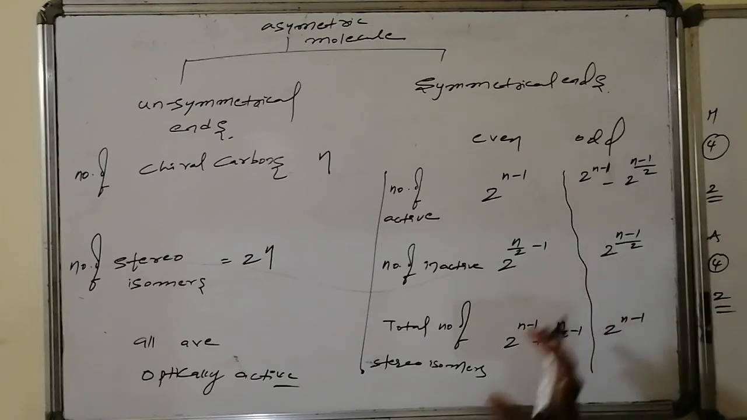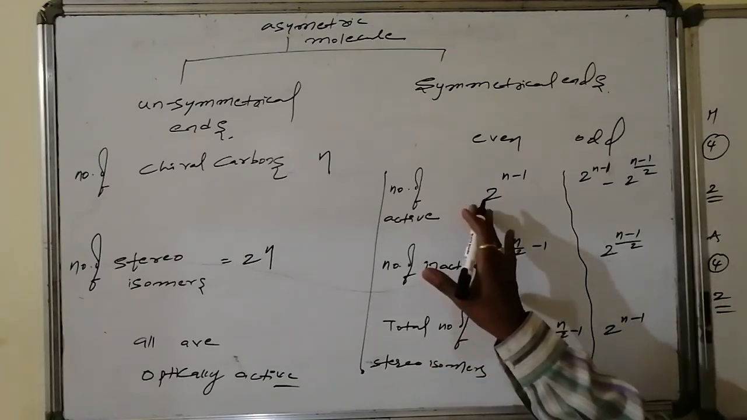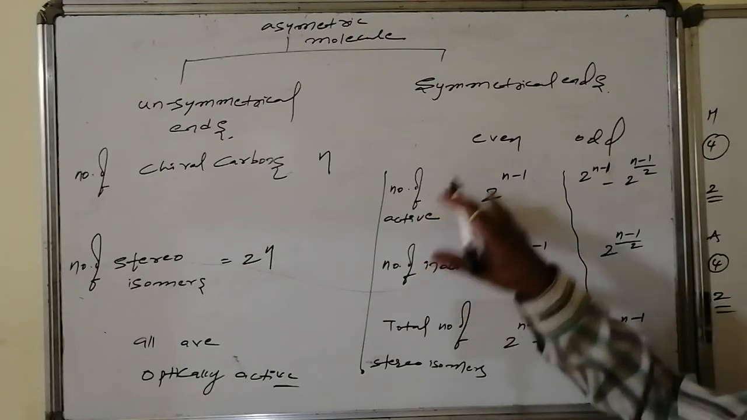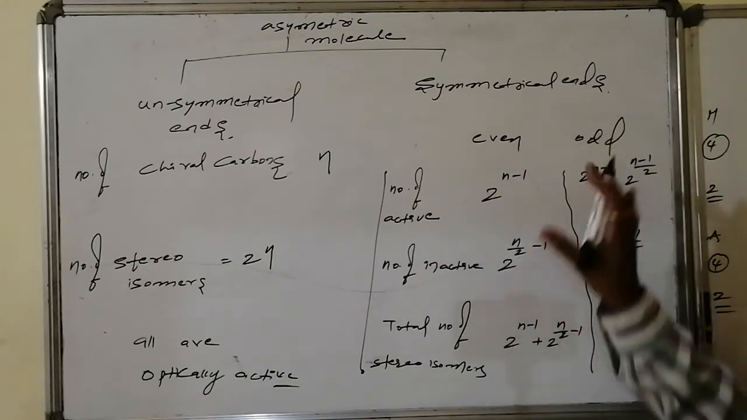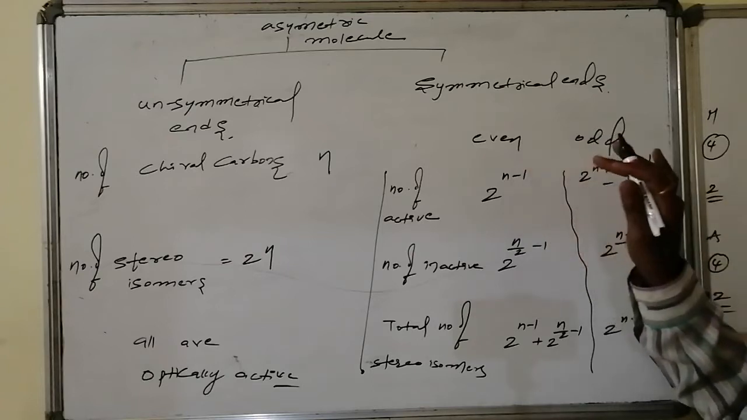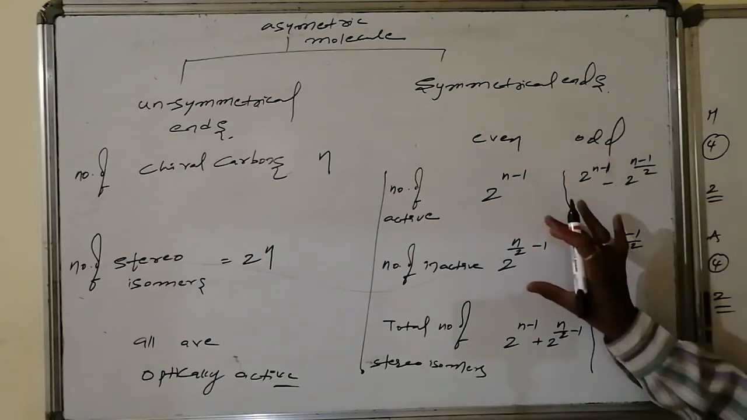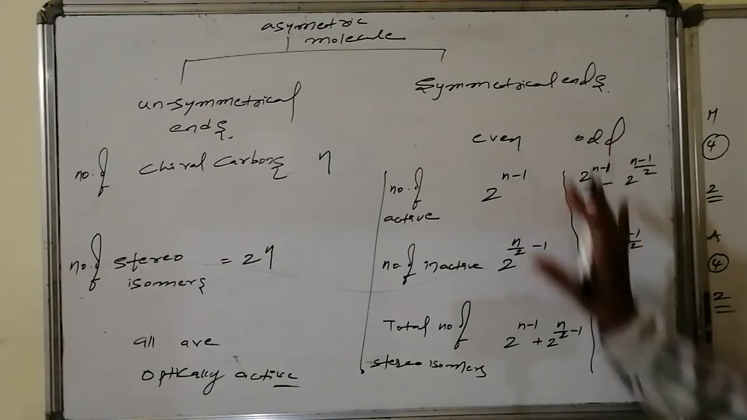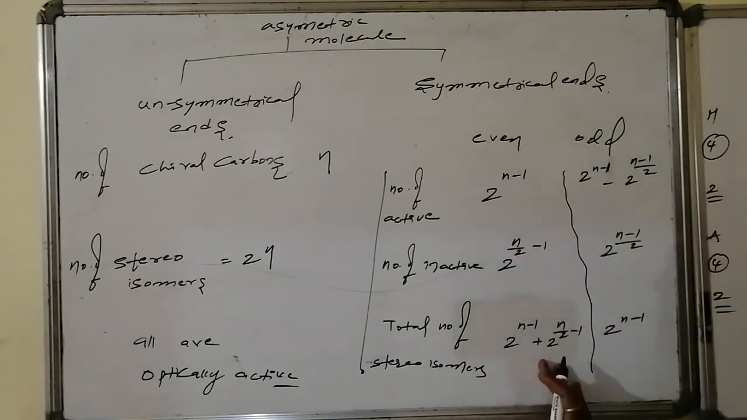Thus these are meso compounds and these are optically active compounds. One acts as the mirror image of the other. These are the total enantiomers, the total number of optically active compounds, and the total number of inactive compounds. The total active plus inactive is equal to the total number of stereoisomers, which is 2 power n minus 1 plus 2 power n by 2 minus 1.